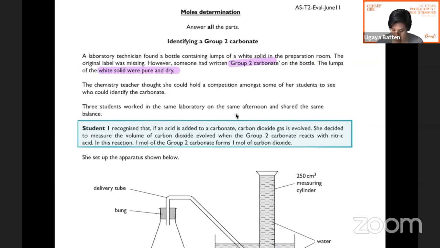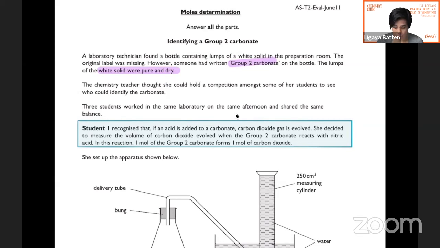A chemistry teacher thought she should hold a competition amongst some of her students to see who could identify the carbonate. 3 students worked in the same lab on the same afternoon and shared the same balance. So this is a statement just to try and help you to understand that we've got generally the same conditions. We're not going to have different temperatures or anything like that. We're in the same lab on the same afternoon.